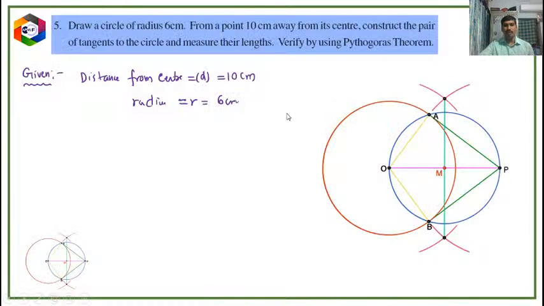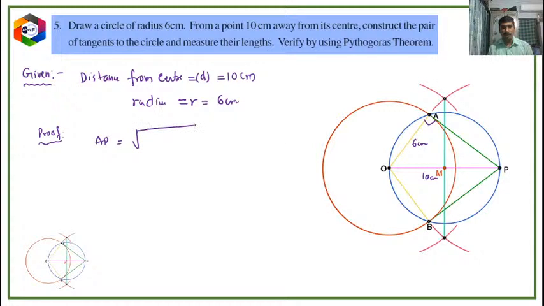Now let us observe children here. Now it is asked to prove by verifying the theorem. So if you find the length of the tangent by making use of the scale, we are able to find it. But here, as we know that this is 90 degrees, and we know that this is 10 and this is 6 centimeters, what is AP according to that?